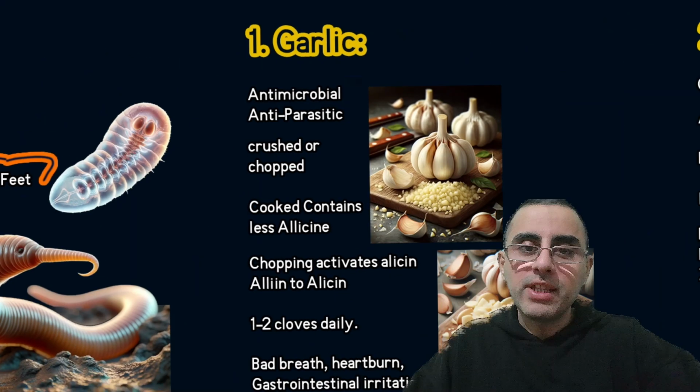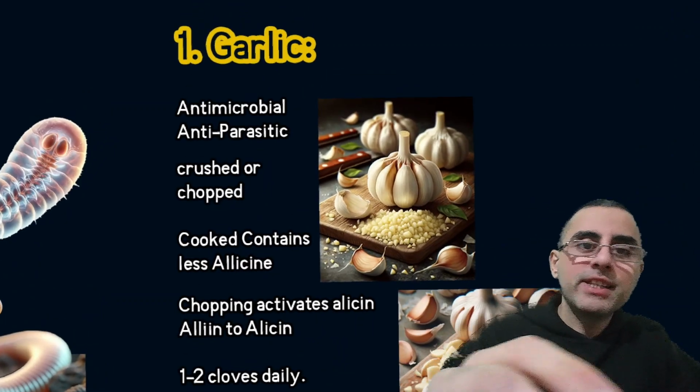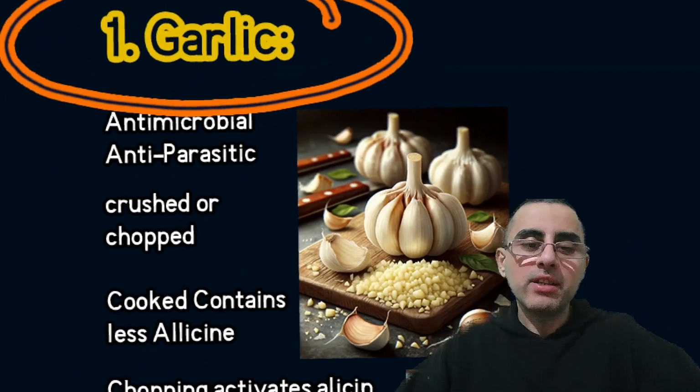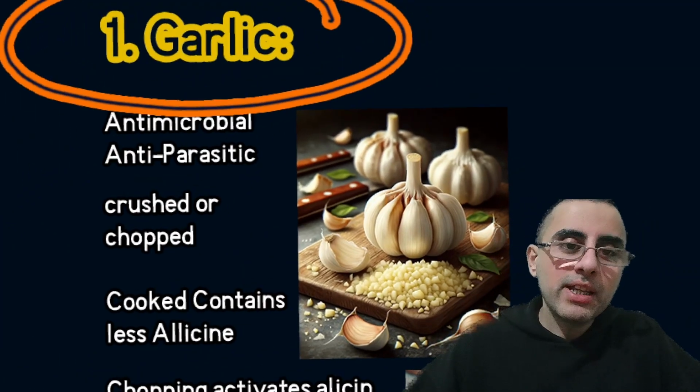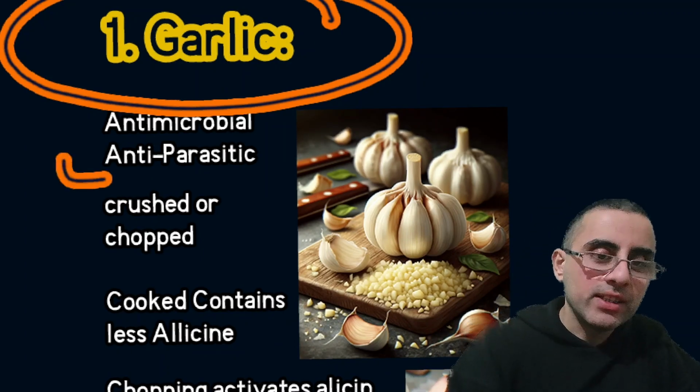And now let's talk about foods which have antiparasitic action. First is garlic. Garlic is well known historically as an antiparasitic. It has antimicrobial action and antiviral action also, and antiparasitic action.